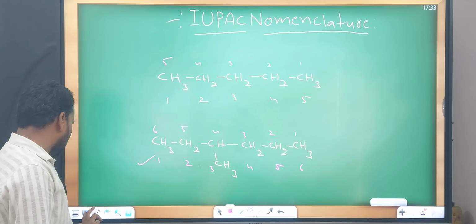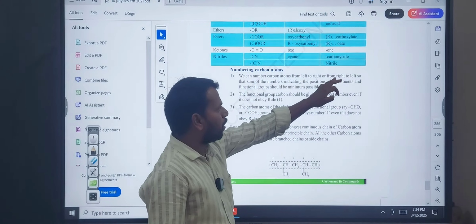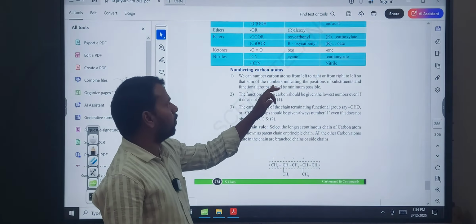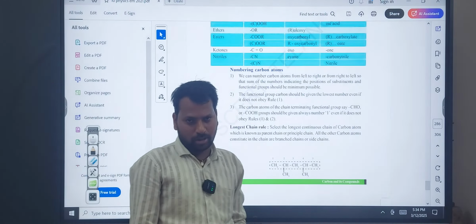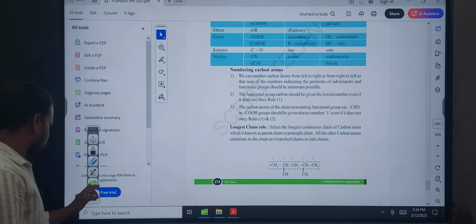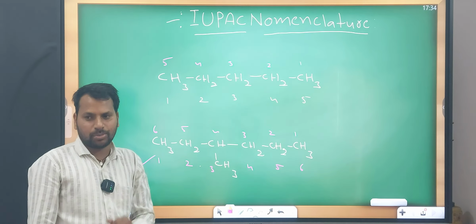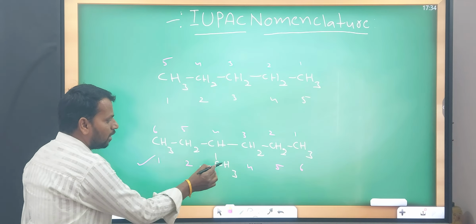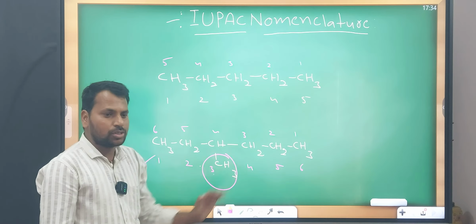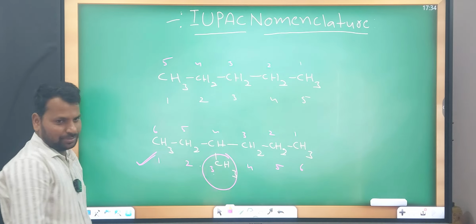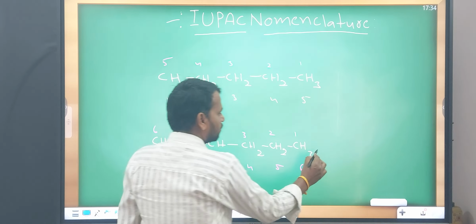So which numbering is correct? This left to right numbering is correct as per the rule. What is the rule? We can number carbon atoms from left to right or from right to left, so that the sum of the numbers indicating the position of substituents and functional group should be minimum possible. While numbering, the substituent gets the minimum possible number. That is the correct pattern. Here it gets the third position when numbering from left to right, so this is the correct pattern.